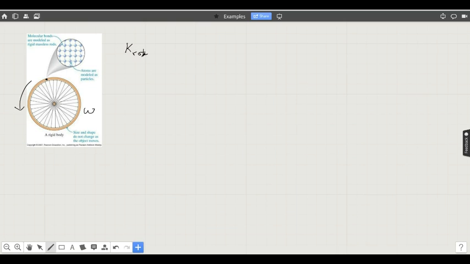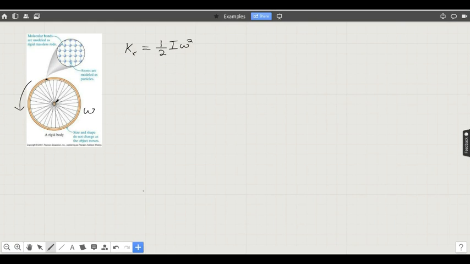So K rotational, or K ROT, or I'll start using K sub R for rotational kinetic energy. The rotational kinetic energy is 1/2, replace the mass with the moment of inertia, and replace the speed with the angular speed. So 1/2 I omega squared. This is the rotational kinetic energy of this wheel.